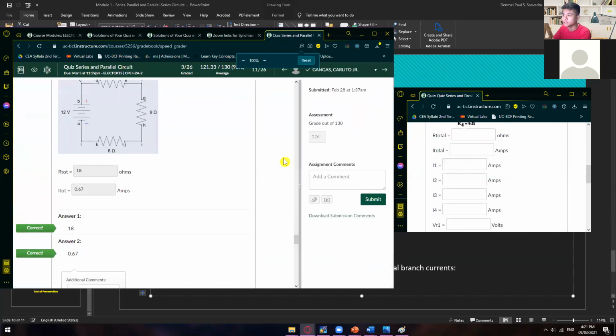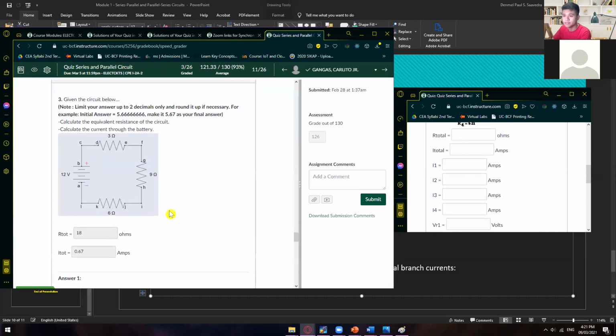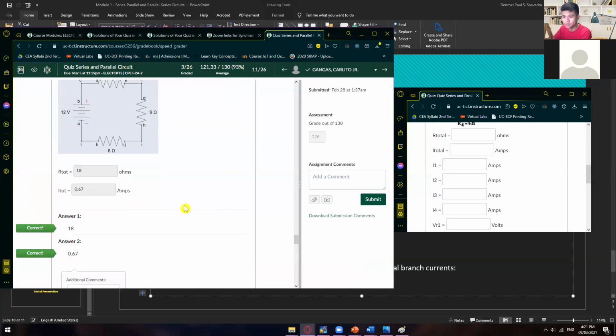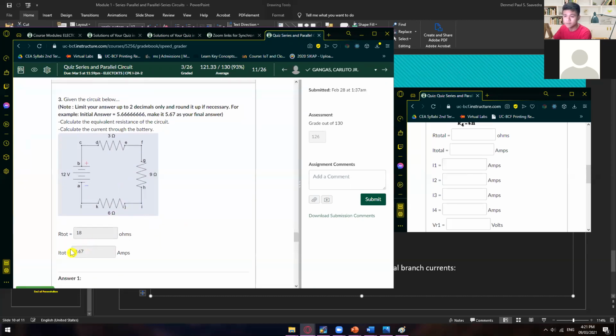So this is for number 8. And then for number 9, I guess this one is super simple, super easy since this one is a series connection. So I will not explain this one anymore. But the answer on the R total is 18 and the I total is 0.67.